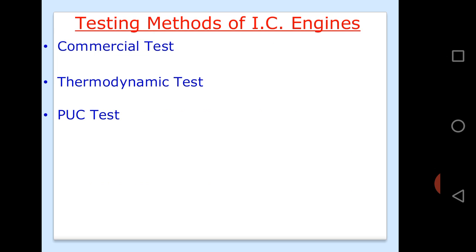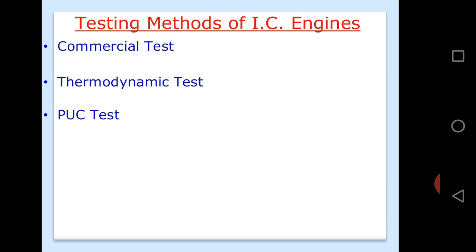So then again, for the PUC test, we normally use it for finding out the concentration or percentage of pollutants. That means what exhaust gases and pollutants are there, and what is the percentage of pollutant in the exhaust gas. For that we are using the PUC test. In that we are finding out the percentage of carbon monoxide, hydrocarbon, and smoke density in the PUC test. So these are the testing methods of IC engine.